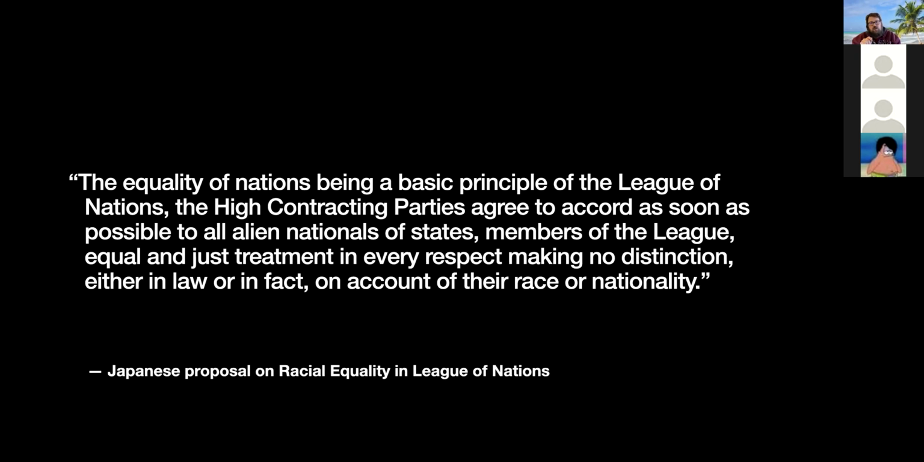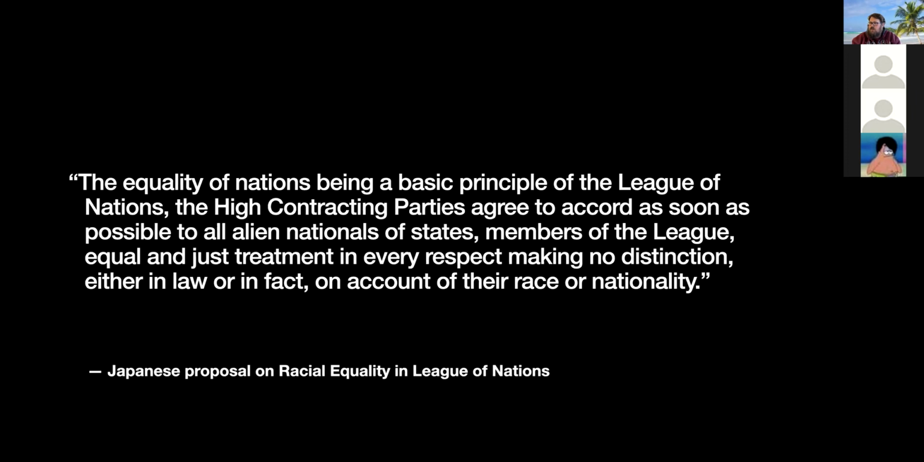This was a racial equality provision that the Japanese wanted to put in the League of Nations Charter, basically saying if you're a member of the League, it is not okay for you to discriminate against people based on their national origin or their race. What countries do you think might be opposed to something like this? Go ahead and unmute yourself and tell me.